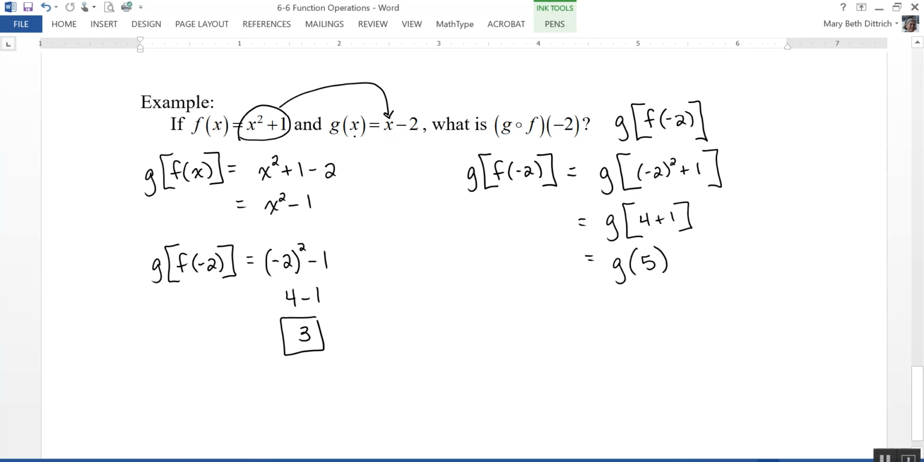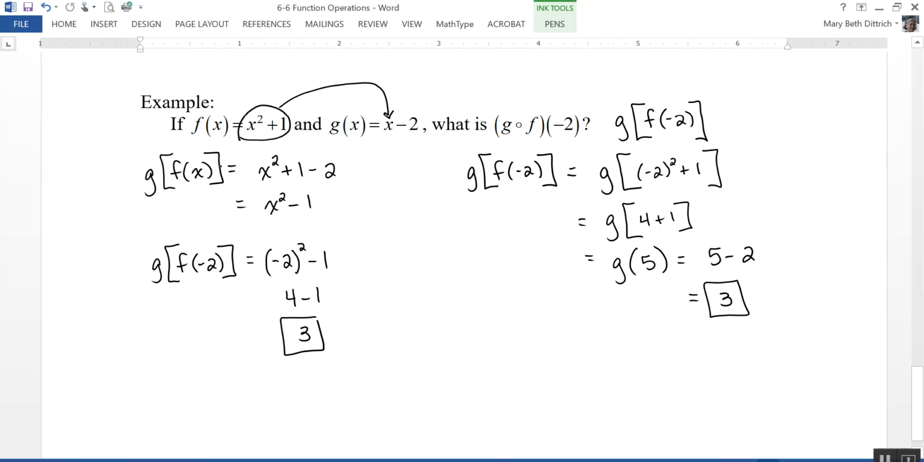Now I go back to my function rule for g of x, which is x minus 2. So g of 5 is going to be equal to 5 minus 2, which is equal to 3. And you'll notice we got the same solution either way we did it. I kind of prefer the first method because it actually gives me the function rule for g of f of x.